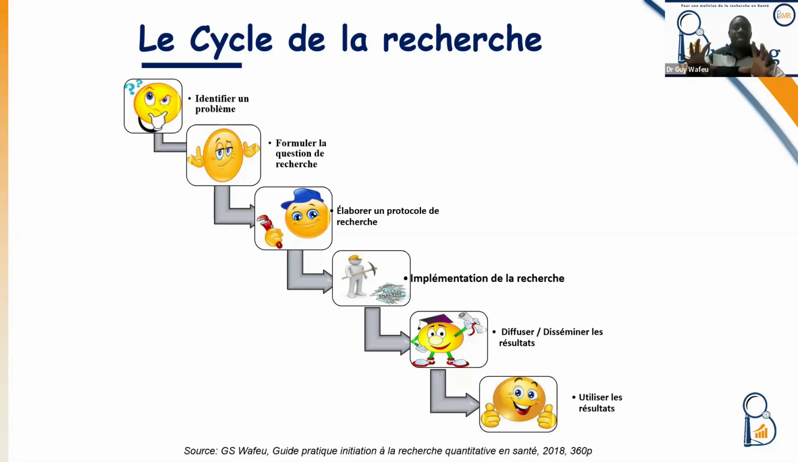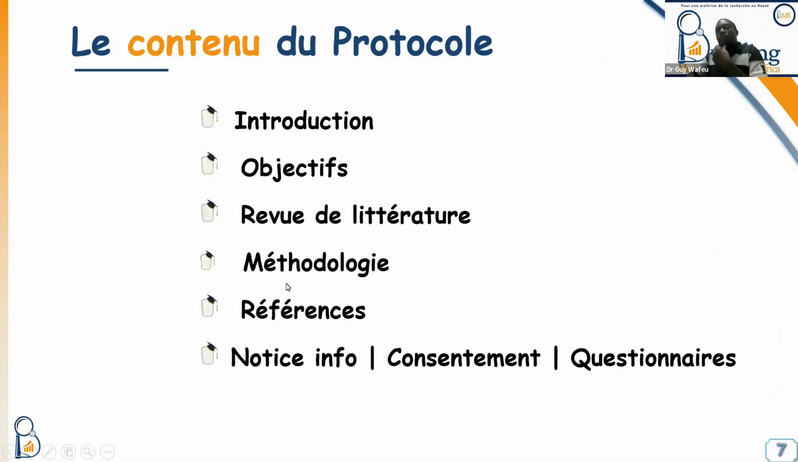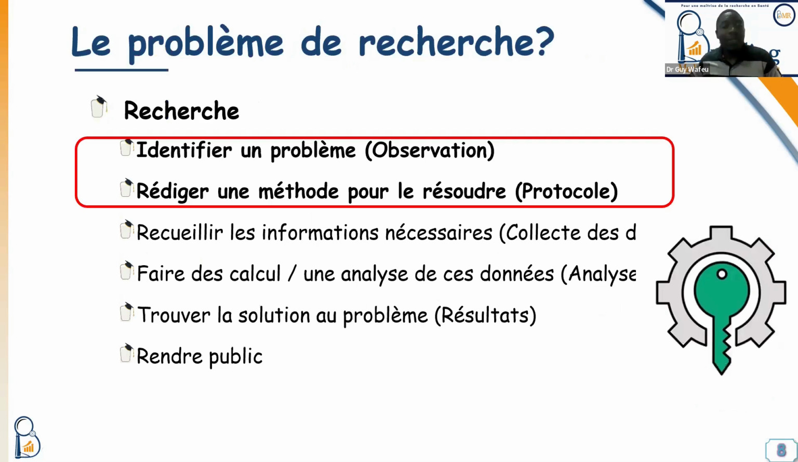So at the beginning of any research project, you should have a problem that you have identified. The proposal usually aims to explain that problem, and explain how you are planning to conduct your research in order to solve it, by giving all the details of the implementation. You should also demonstrate in your proposal that what you are doing has ethical value, following the different ethical principles that we know. These are the parts that you usually have: an introduction, objective, literature review, methodology, references, and so on.